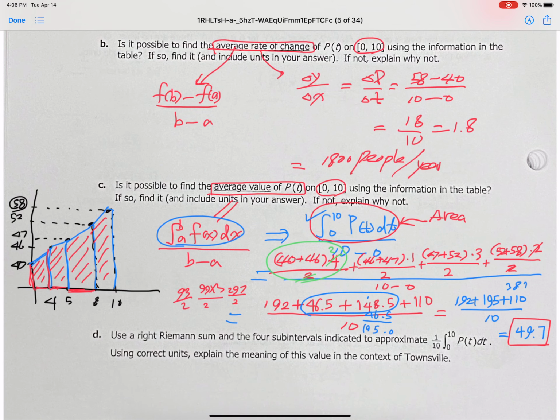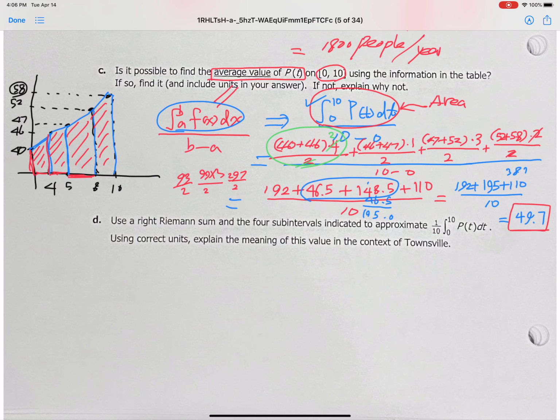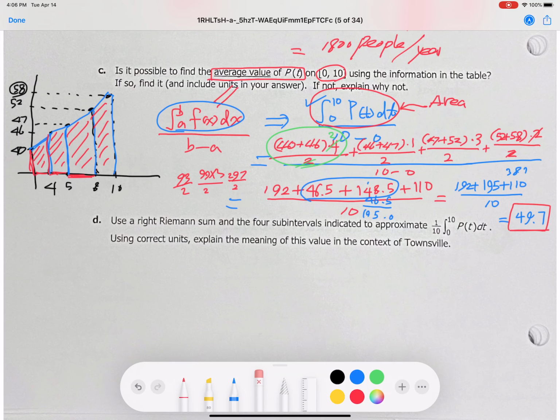Let's go to the next problem. Use a right Riemann sum. So I keep using the same graph over there. But right Riemann sum, right? So you have to find this value using right Riemann sum. Right Riemann sum means we're going to use the right endpoint of each subinterval. Then draw rectangles. Then find the rectangles' area.